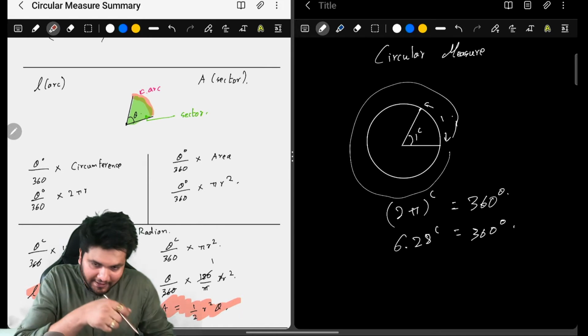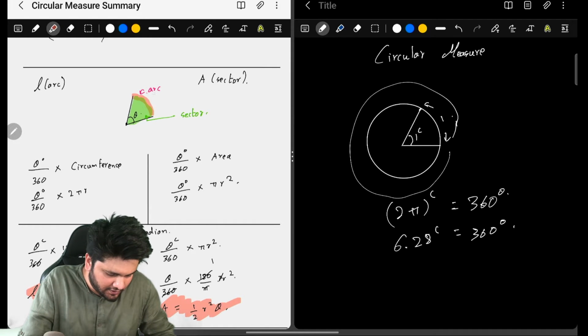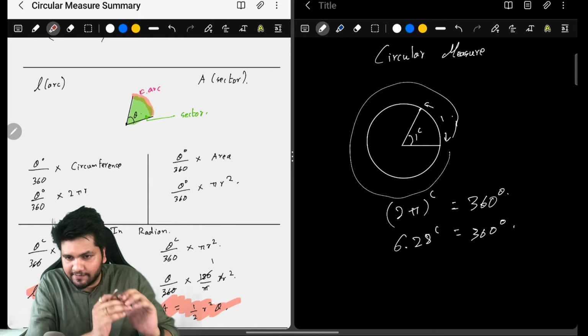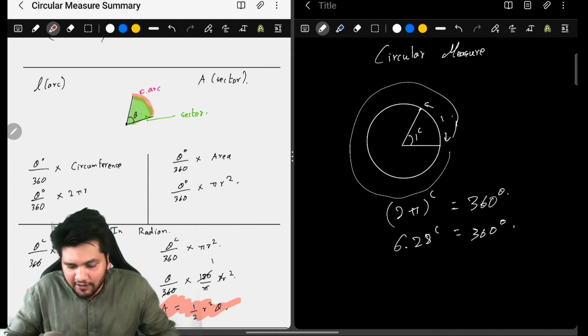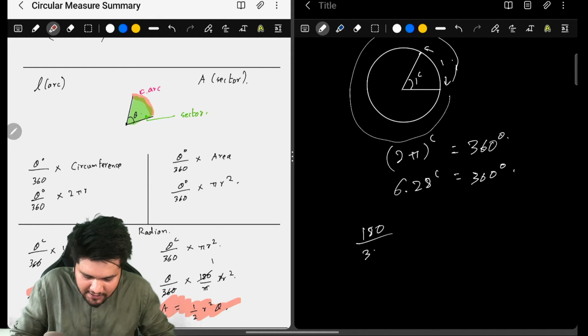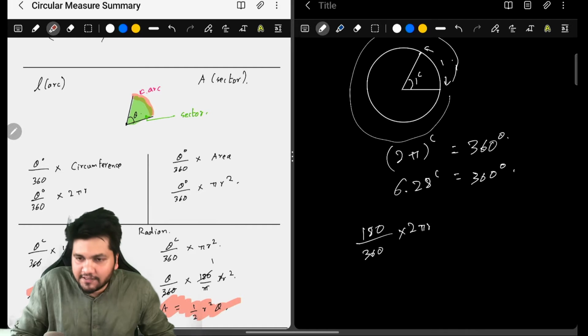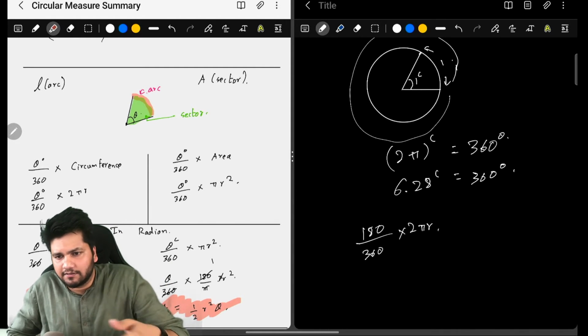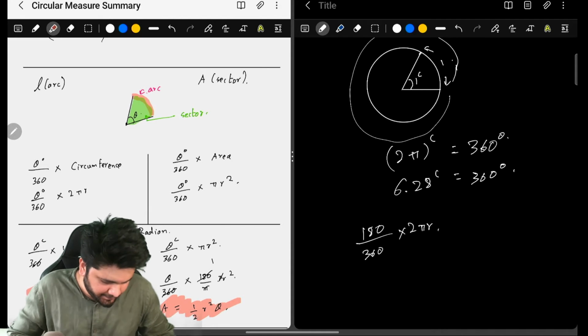So if I want to find the length of that arc, it's going to be theta upon 360, that is, how many divisions of that angle it is making with respect to 360, into circumference. So obviously, if it is a half circle, it's going to be 180 degrees upon 360 into 2 pi r. That will give me the half circumference of the circle, which is nothing but the length of arc of that circle.